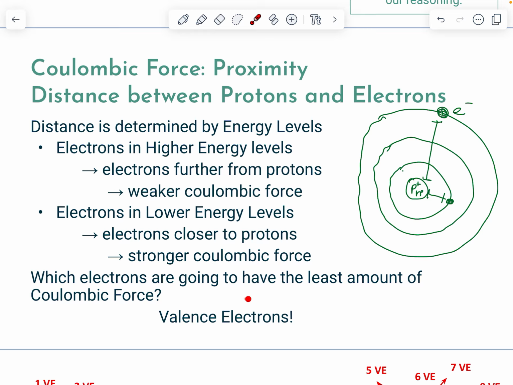So what electrons are going to have the least amount of Coulombic force? Well, when we're dealing with our atoms, they're going to have these full inner shells of electrons. We only have to look at the electrons that are the farthest away, which would be our valence electrons. And so we're going to consider where our valence electrons are when we are describing how close our electrons are to the nucleus.